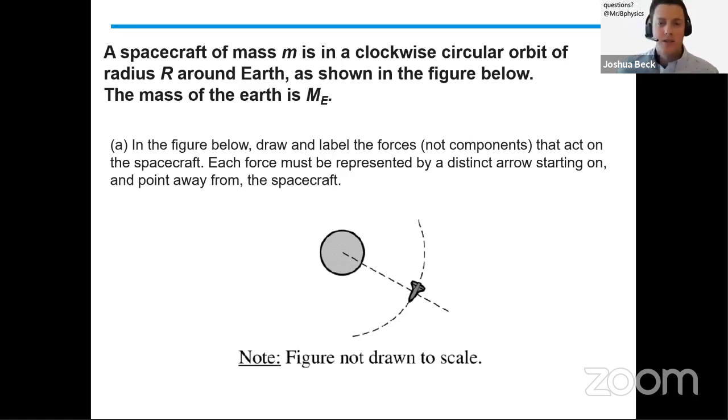Now look back at question A and make sure that you followed their helpful hints. They said to label forces, not components. So I shouldn't have any F sub x or F sub y. I should only have the actual forces. I also want to have distinct arrows for each force. I want to have them starting at the spacecraft and pointing away from it.